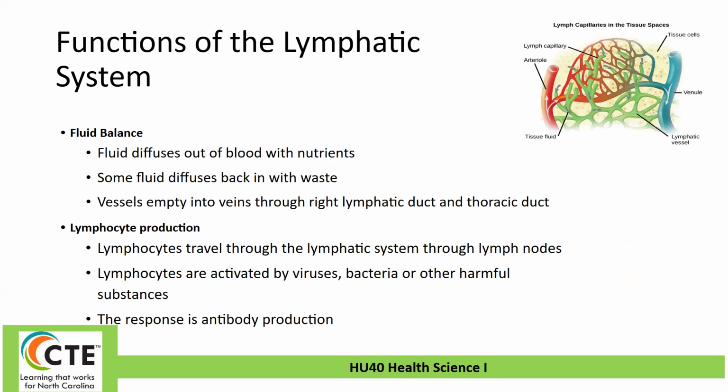And then we have our lymphocyte production. The lymphocytes travel through the lymphatic system, through the lymph nodes. They are activated by those viruses, bacteria, and other harmful substances. Whenever we don't have any bacteria or viruses, they're just kind of hanging out, chilling. And then once a bacteria or virus or infection enters our body, they are ready to go. That's when they start doing their thing and start attacking.